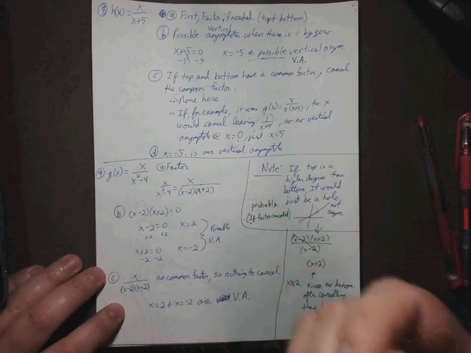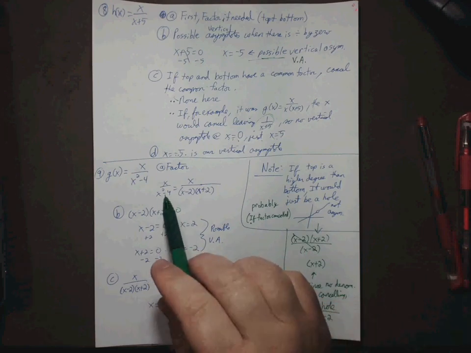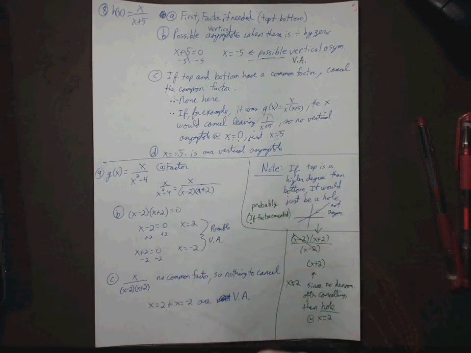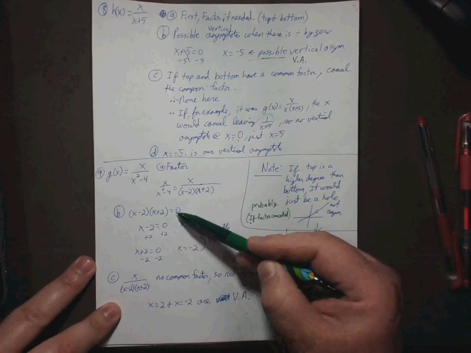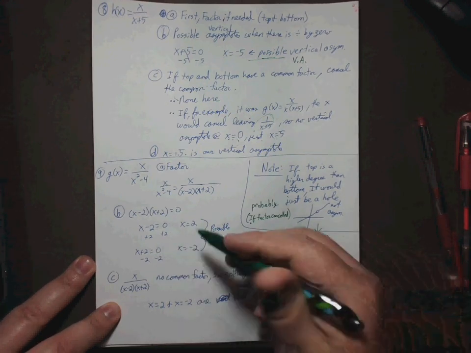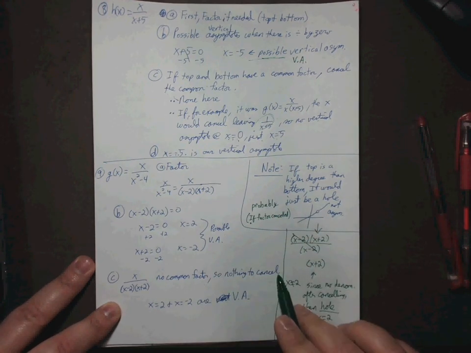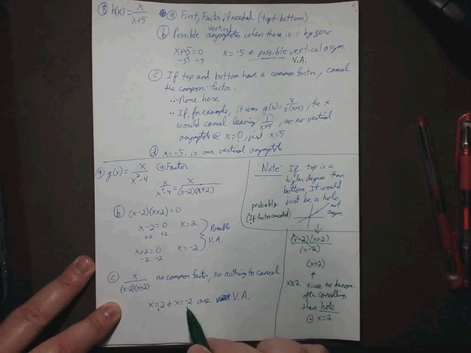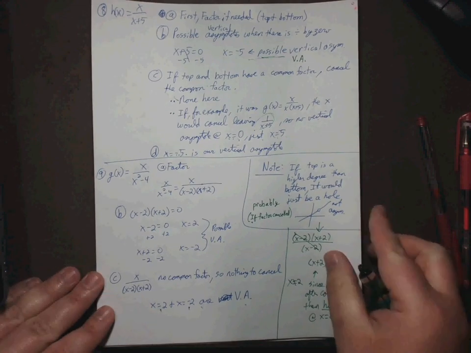Now number 9, x over x squared minus 4. First thing is you have to factor. The bottom is a difference of 2 squares, so you factor it. No common factors, so we're not going to have a hole or anything like that, but we may have vertical asymptotes. You set the denominator equal to 0 and you solve. X minus 2 equals 0, x plus 2 equals 0, and then you get x equals 2 and x equals negative 2. Again, no common factors, so nothing to cancel, meaning x equals 2 and x equals negative 2 are our vertical asymptotes.